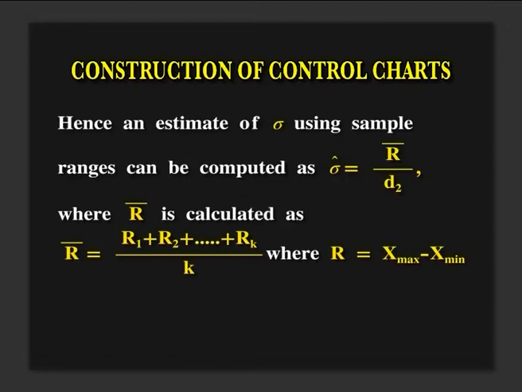Hence, an estimate of sigma using sample ranges can be computed as sigma hat is equal to R bar by d2, where R bar is calculated as R bar is equal to R1 plus R2, etc. plus Rk divided by k, nothing but the mean of the ranges of different subgroups, where the range is computed as maximum observation minus minimum observation.